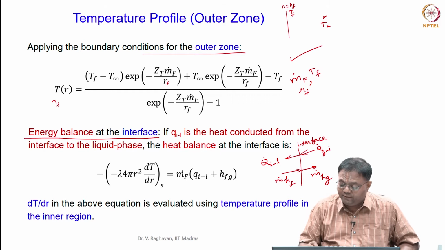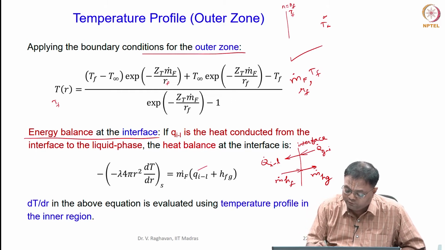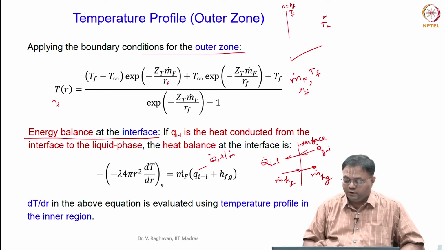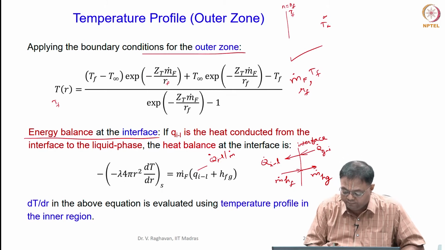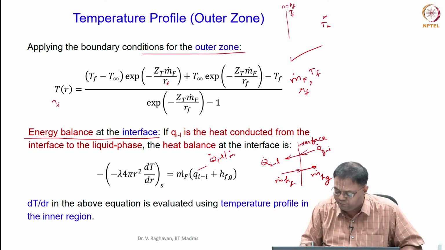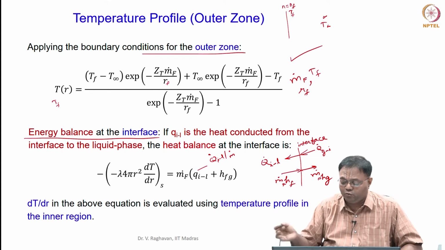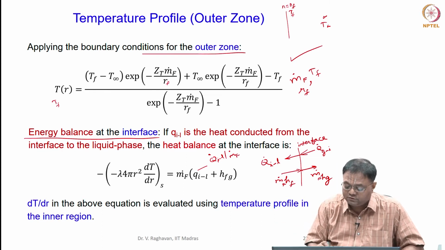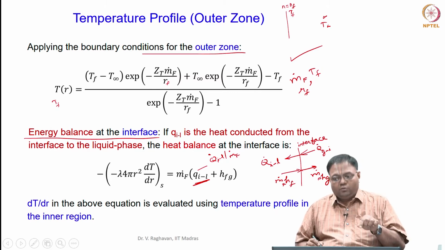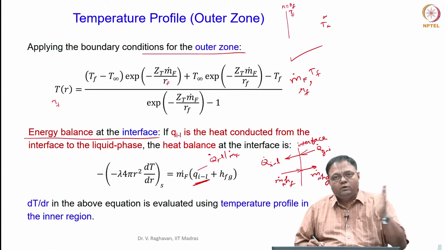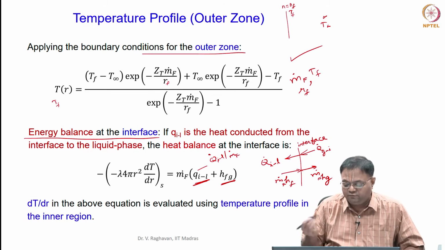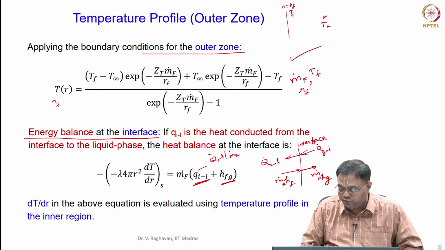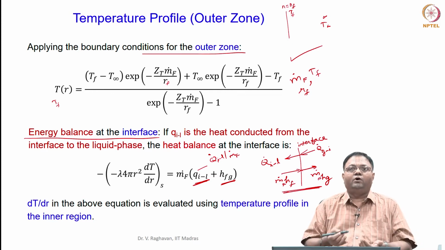Now dividing by the mass, this small q_L is nothing but Q_I to L by m dot f, because fuel is actually generated here. So q dot I to L by m dot f will give you the heat which is going in, from the interface to the liquid phase, and this is the heat which is required for the h_fg, h_g minus h_f, into m dot f, that will be the heat which is required for phase change.